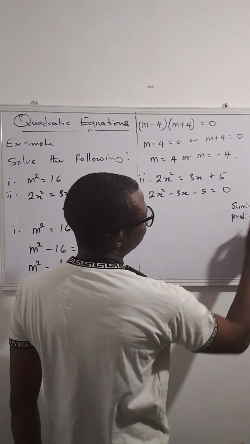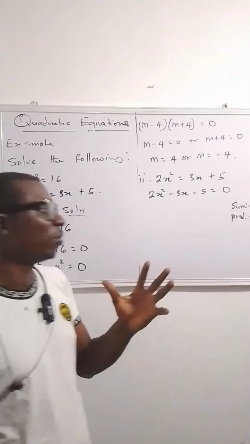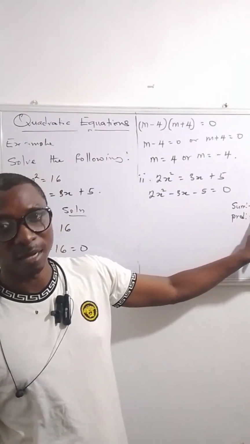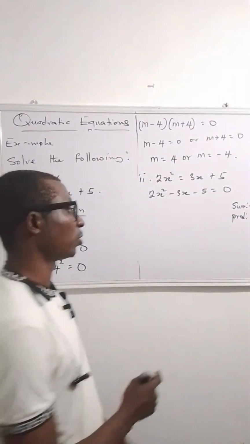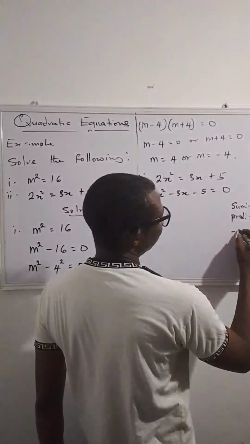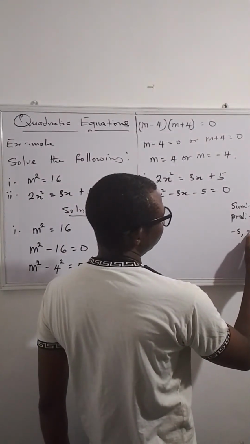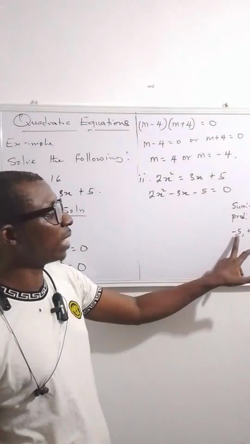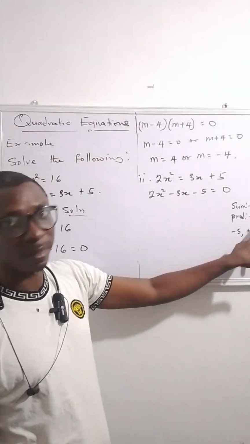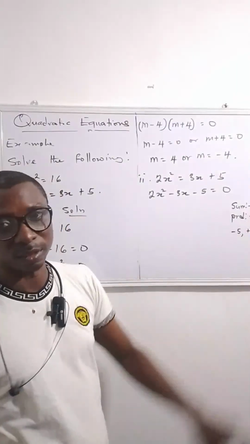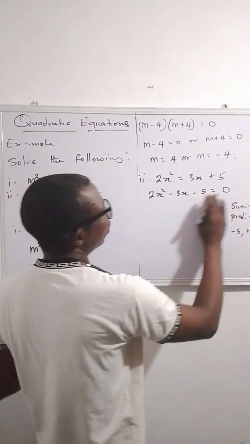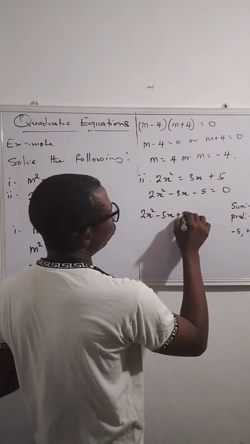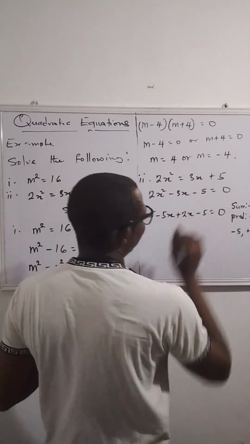That's minus 10. Okay, so you need two numbers such that when you multiply together, you have minus 10, and when you add together, you have minus 3. So what are the two numbers? You have minus 5 and plus 2. Okay, minus 5 and plus 2. If I say minus 5 times 2, you have minus 10. Now if you add together, you have minus 3. So now that means this equation turns to 2x squared minus 5x plus 2x minus 5 equals to 0.